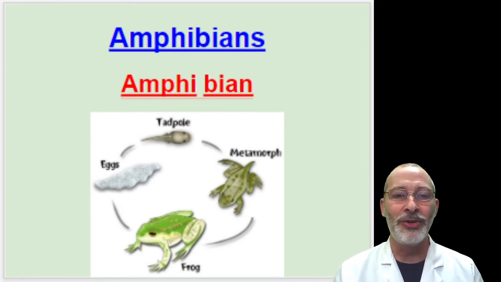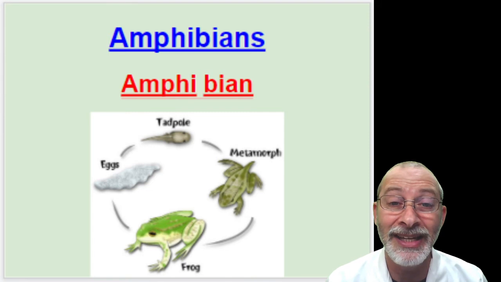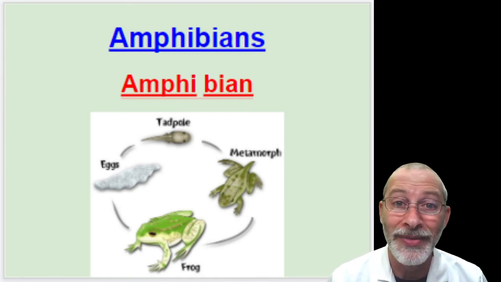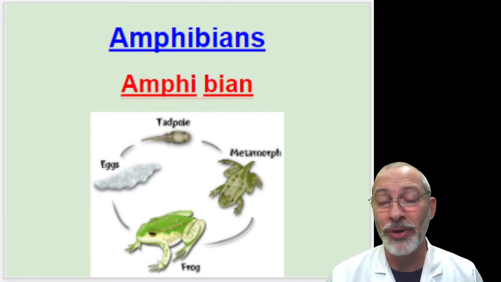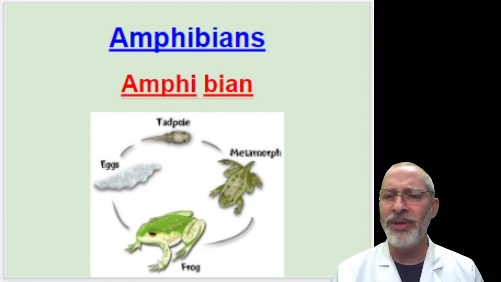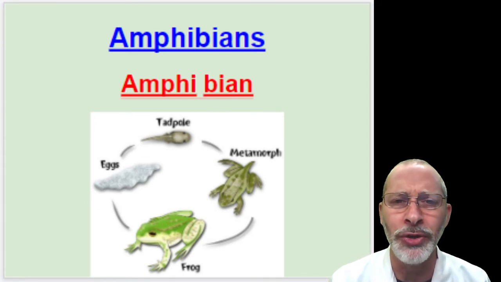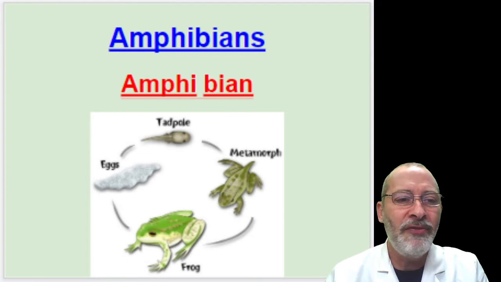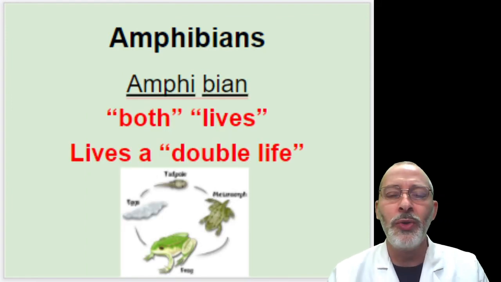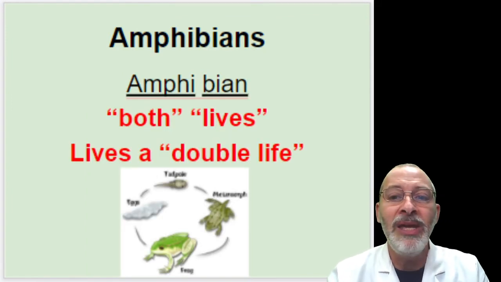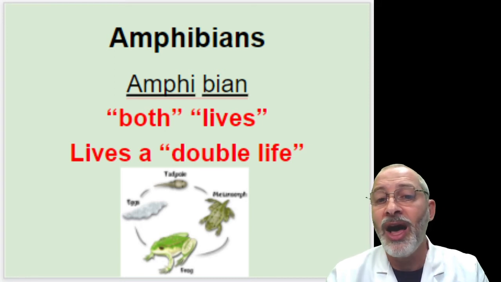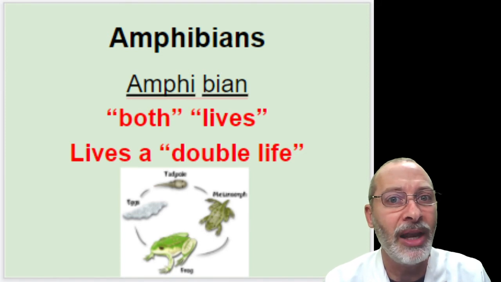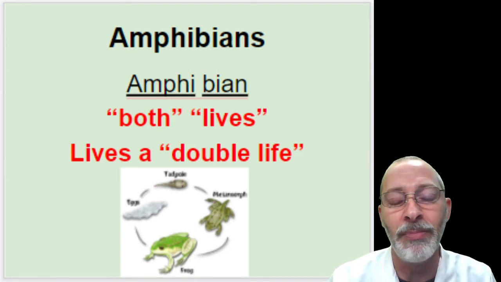Amphibious vehicles can drive on the land and travel in the water as well. They have the best of both worlds. There was an amphibious vehicle that James Bond once drove in one of the early Bond movies. But amphi means both, and so the word amphibian means both lives. Amphibians live a double life, like a spy, like James Bond.